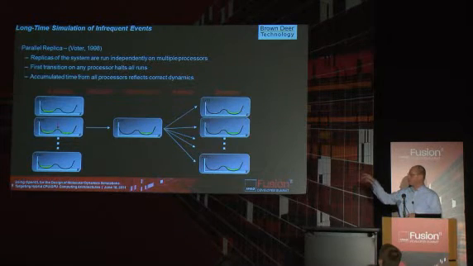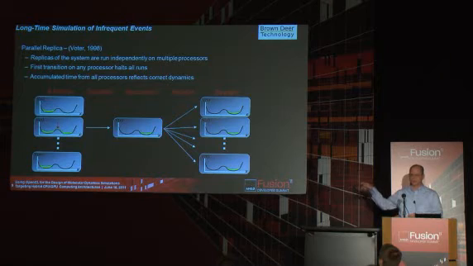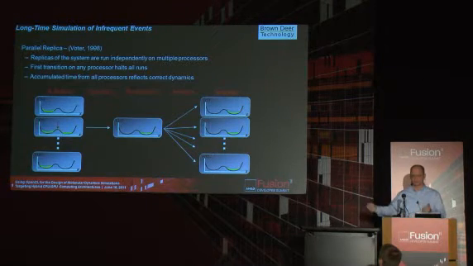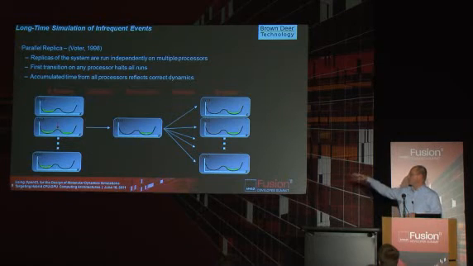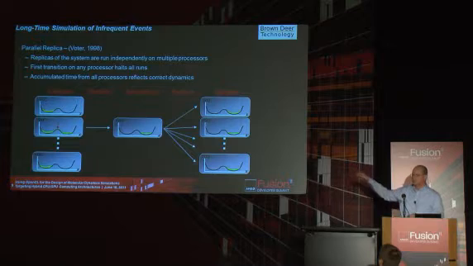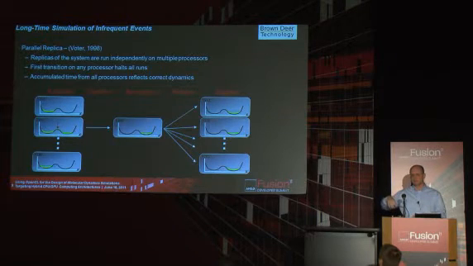The idea is you run replicas of your system on multiple processors. You run them for some period of time and you watch for a transition event, for a defect to jump. When you do have a transition event, shown there with the red arrow, you have to run a little longer to see if it recrosses and bounces back.